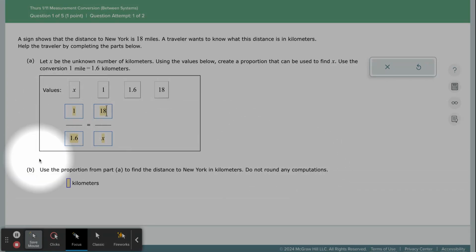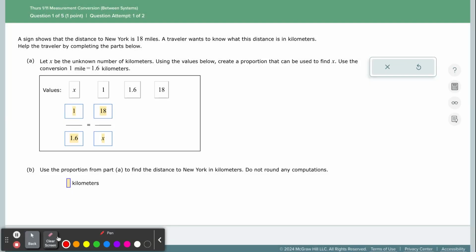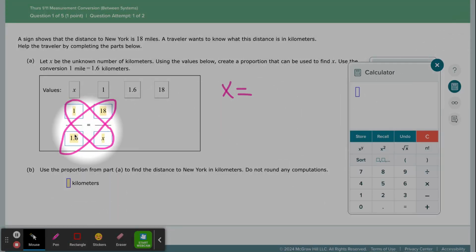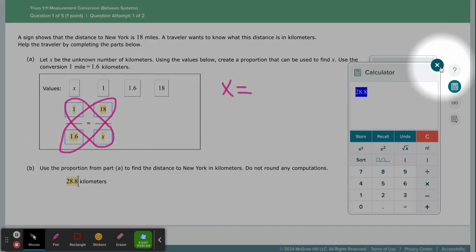Okay, so again, I'm going to go through and solve it with you. Okay, so if I cross multiply here, 1 times x is the same thing as 1x, right? So the only thing that I have left to solve is right here. And the fabulous thing is they are giving you a calculator, right? So I can go through and I can say 1.6 times 18, right? So my answer is 28 and 8 tenths of a kilometer. Okay, that's what the cross multiplication would be.